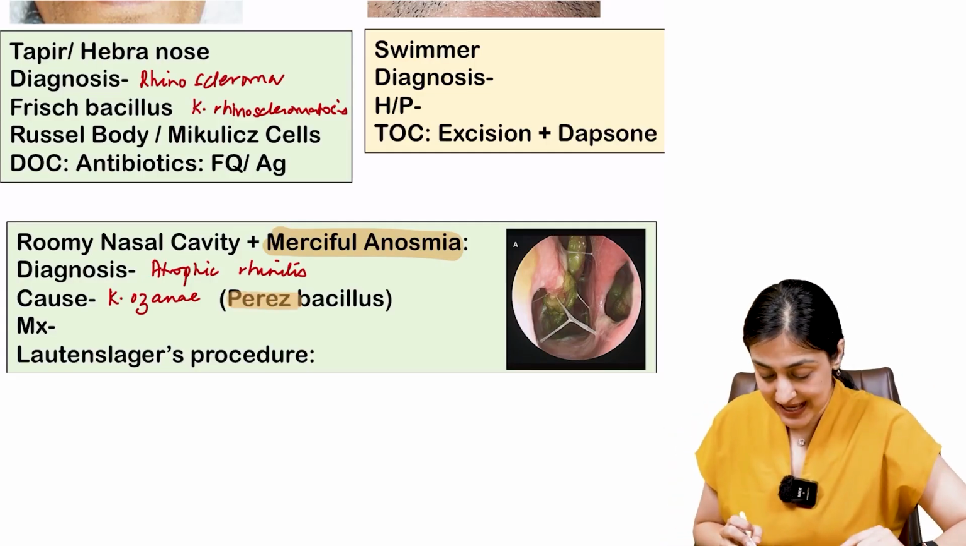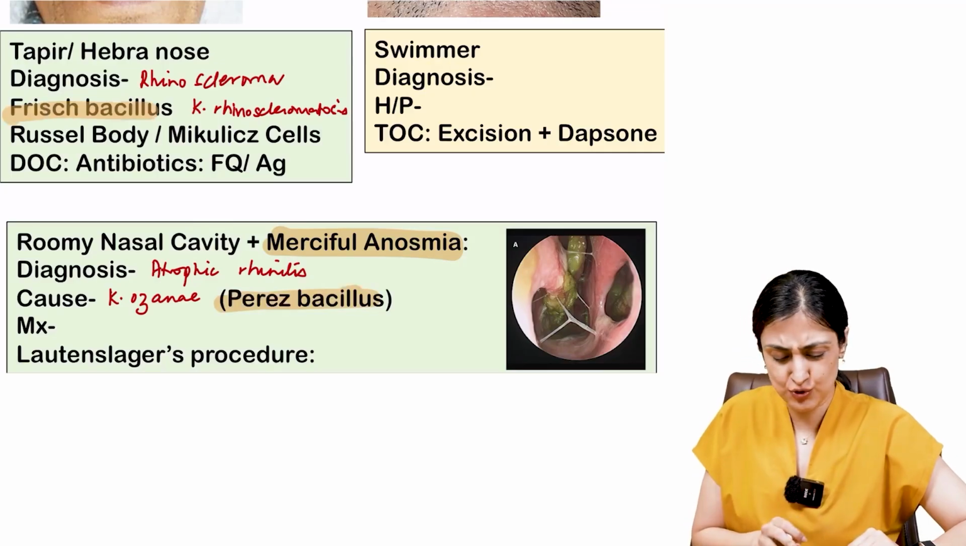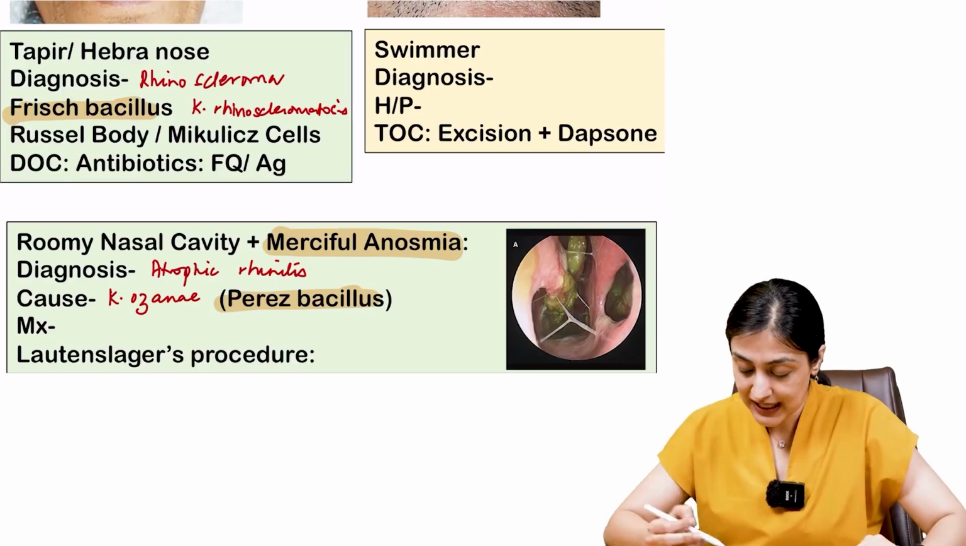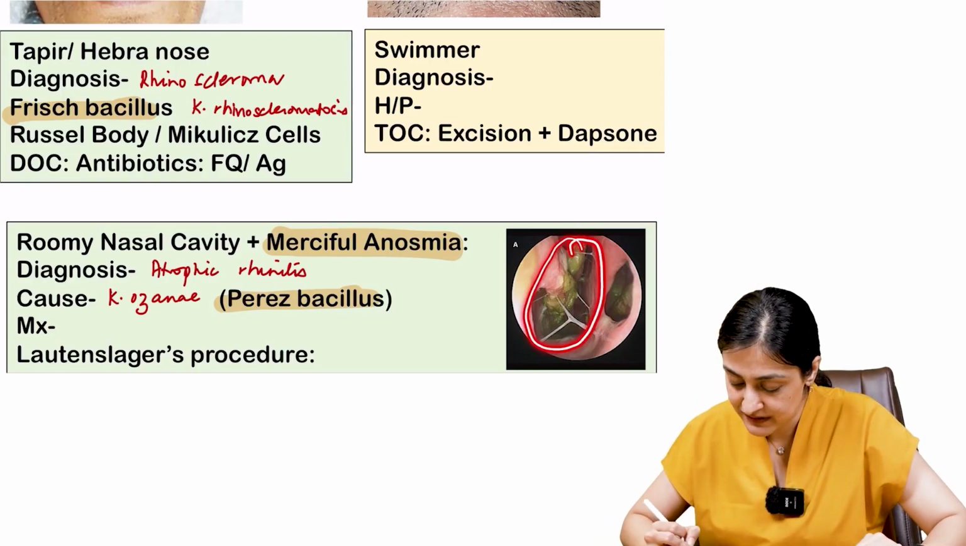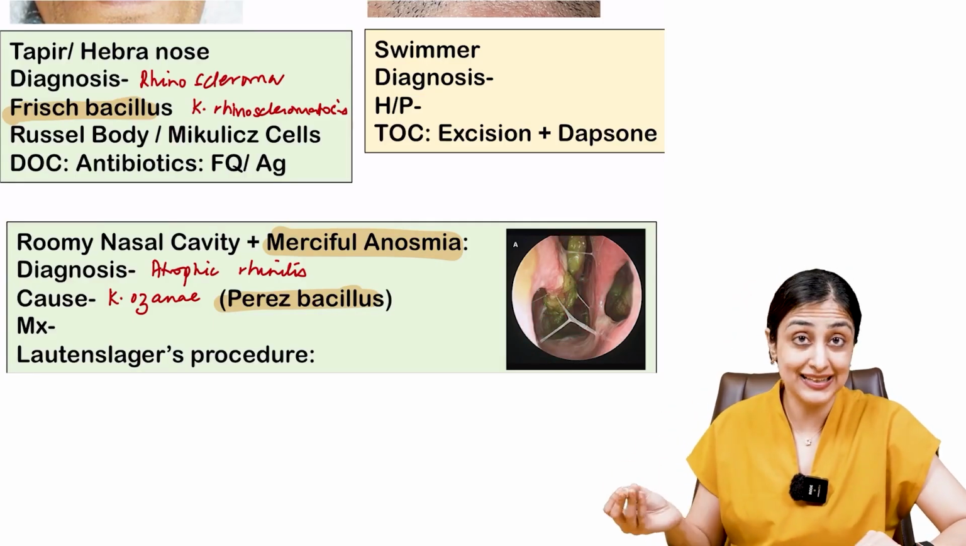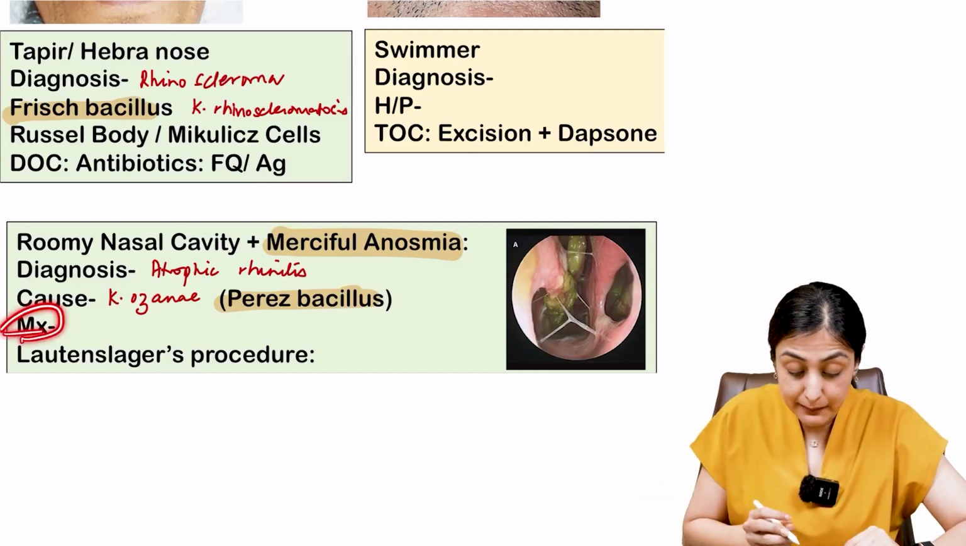Klebsiella ozaenae is also called Perez bacillus. So just like old questions, Frisch and Perez. Bacillus, can you see the roomy nasal cavity, the crusting, and that's what is responsible for the bad smell that they emanate. All right, and the management.